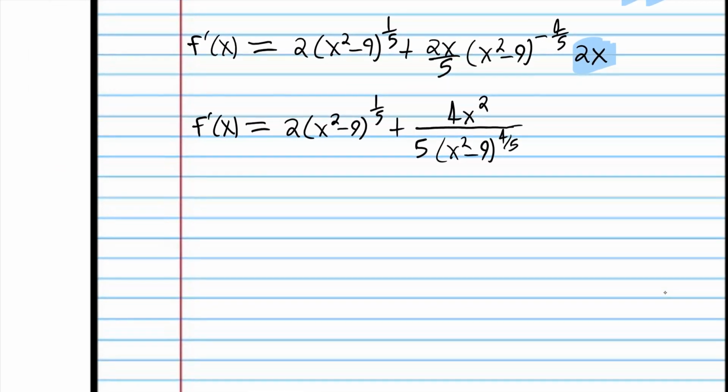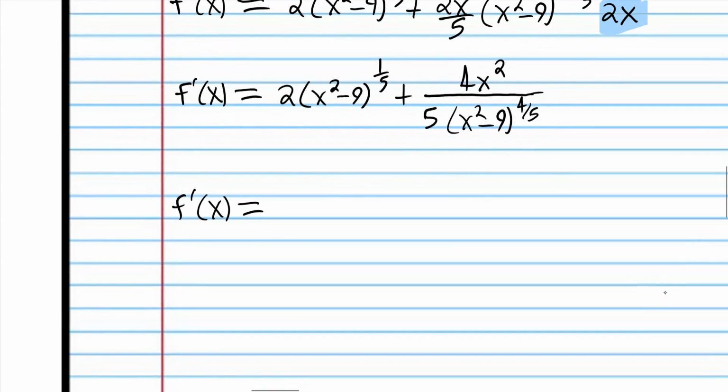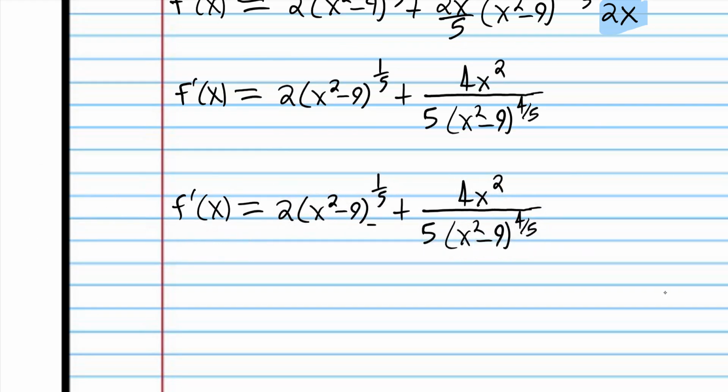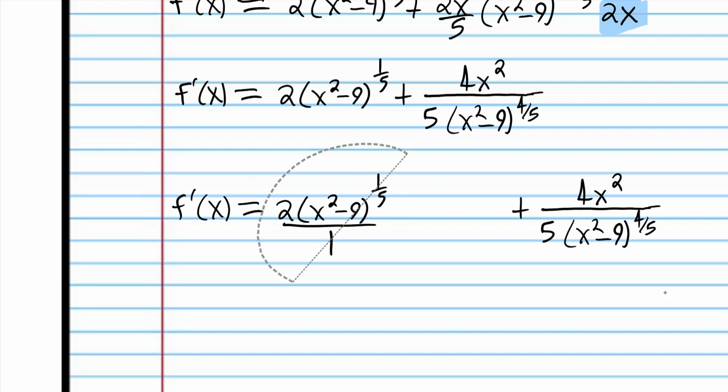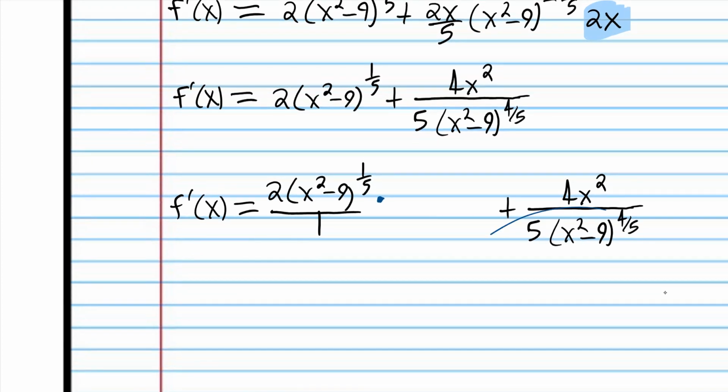Okay, so now we need to get a common denominator. Remember what I said, when you're trying to find critical numbers, it's best to combine terms into one expression. So I'm going to copy this, and I'm going to write this term as that expression over 1. And then I'm going to multiply both sides of the fraction by this expression down here to get a common denominator, so we can combine everything into one term.